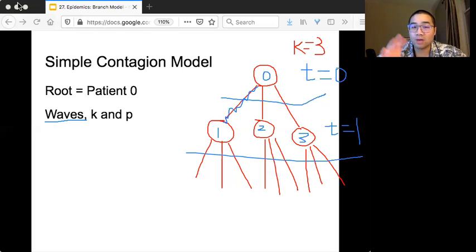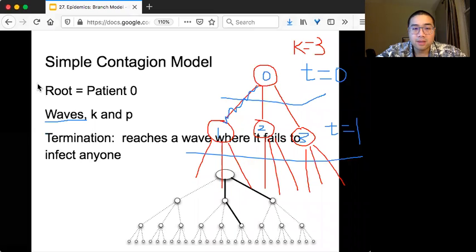So this branch model is very simple. You have root, you have k, and then you have p. So k is the number of nodes that you are connected to, and p is the probability that you successfully transmit the virus. Okay.